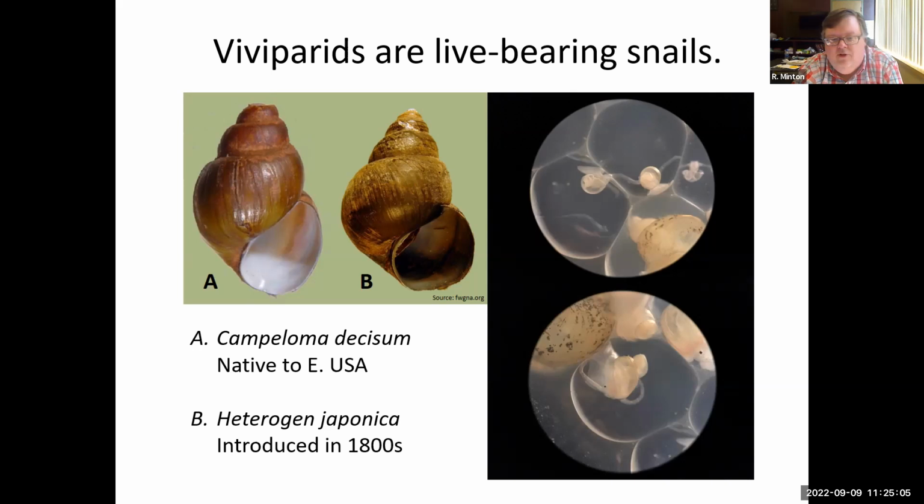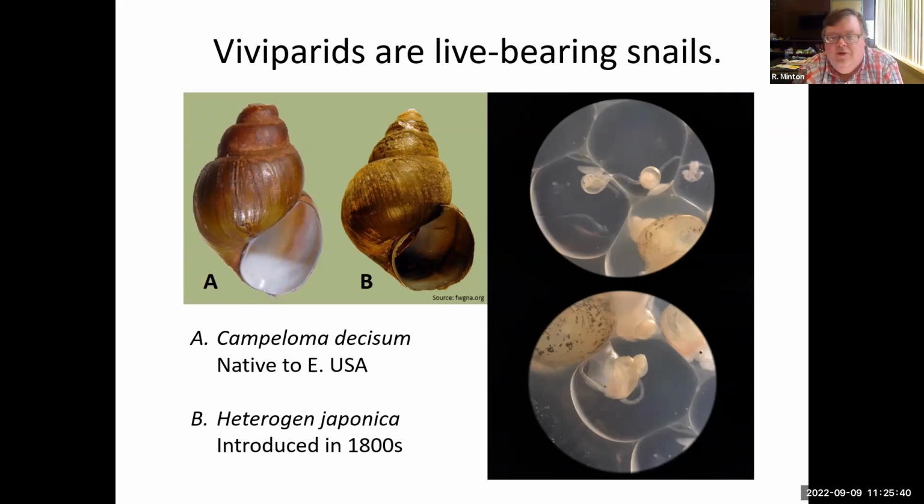as whole functioning juveniles. The two species we used: A here is Campeloma decisum. It is one of the most common viviparids across the eastern United States. Kind of an interesting snail, but you can pretty much find it anywhere that there's flowing water, and sometimes even not flowing. And that's our native. And then the invasive species was Heterogen japonica.